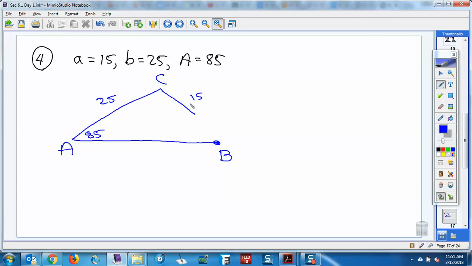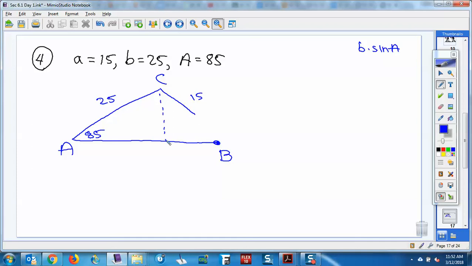So the question is, we go through the process. Is this too short? Right? Is it too short? Well, how would we know? What do we have to calculate? B times sine of A. Because B times sine of A is going to be that right there. Sine of this equals that over that. So we take that times sine of A.